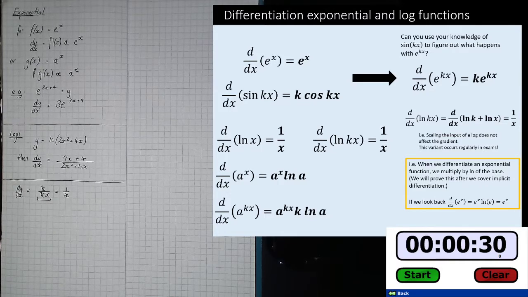What are the things that I would say we must absolutely recognize and know? We must absolutely recognize this at the top right, that d by dx of e to the kx is k e to the kx. We must absolutely know that d by dx of ln x is 1 over x. And we should be at least very aware that if we have a to the power of x, we must insert this constant of ln a.